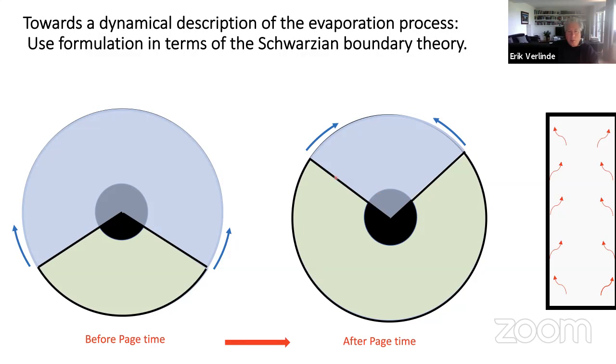Actually, the total entropy stays constant, and also the total energy in this picture. The reason is that in this time coordinate that we have used here, the black hole keeps its size, the total black hole. The only thing that changes is the way we split it up into two terms. But now I want to get to some dynamics. And for that, I use the formulation in terms of the Schwarzschild boundary theory. Here I can use work that was done a while ago.